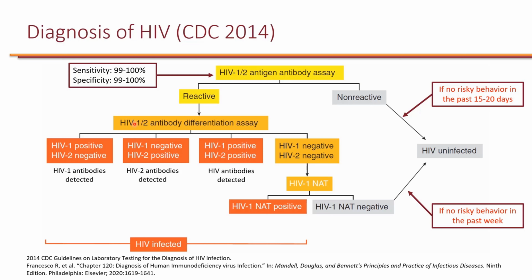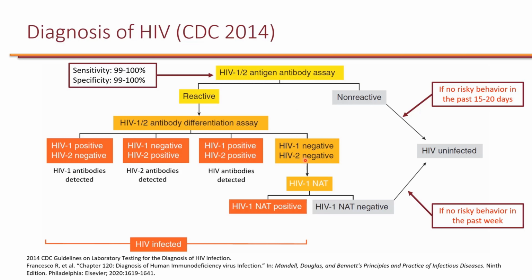If antibodies for HIV-1 are detected but not HIV-2, we can conclude that the patient has HIV-1. If the antibodies for HIV-1 are negative but HIV-2 is positive, we can conclude that the patient has HIV-2. If both of them are positive, then the patient is co-infected with HIV-1 and 2. And if neither of them test positive, now we have a problem, because initially the antigen antibody tested positive, but now we didn't find HIV-1 or 2.